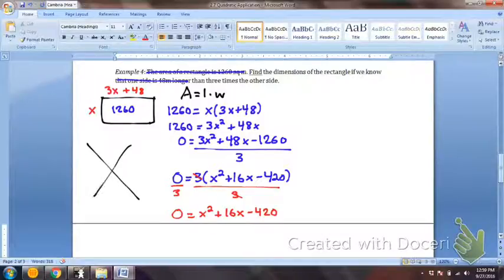With your calculator, 2 points for the person who can find the two numbers that multiply to get negative 420 and add to get 16. You need to tell me the positive and negative number. Negative 21 and 20. Thank you for raising your hand, but that is not correct.